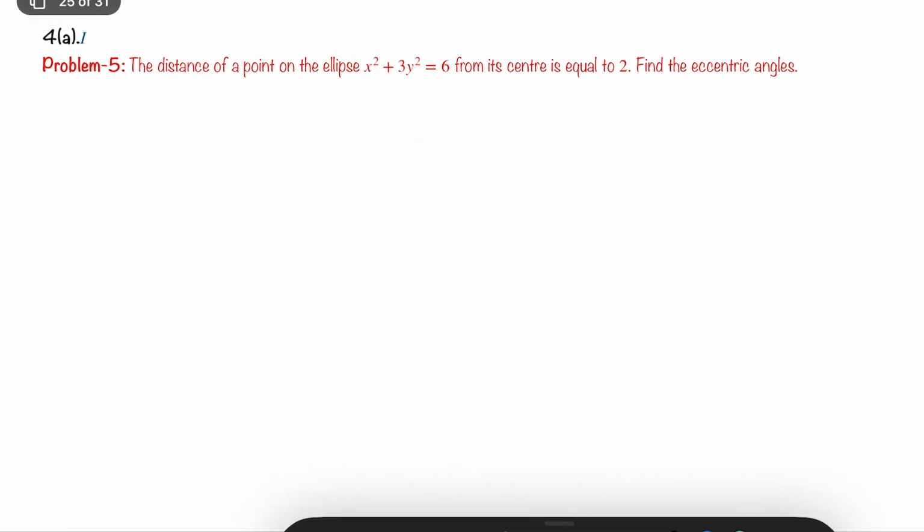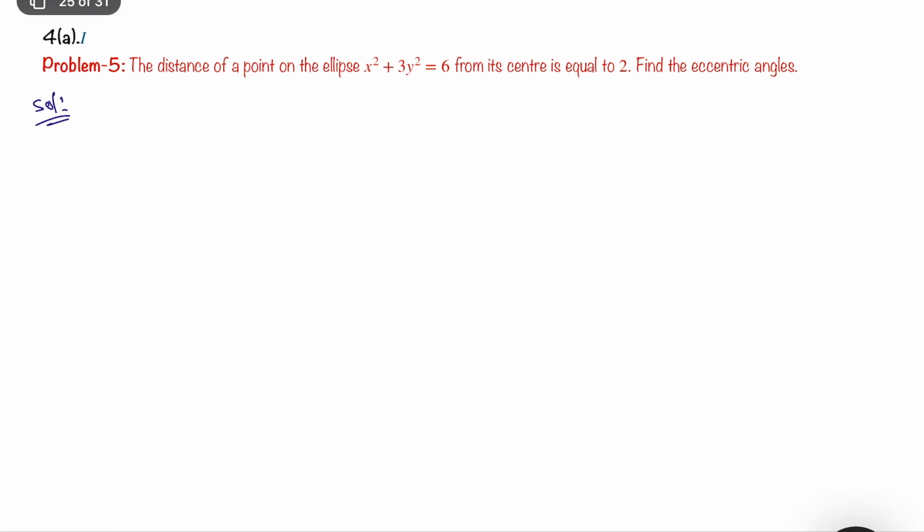Next, problem 5 from section 1 of the exercise 4a. The distance of a point on the ellipse x square plus 3y square equal to 6 from its center is equal to 2. Find the eccentric angles. Here is the solution.